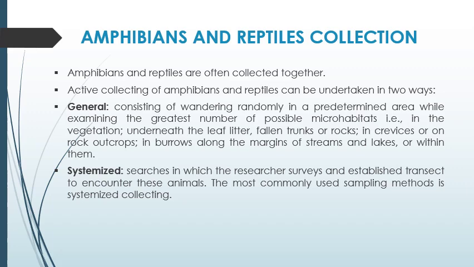Systemized searches are those in which the researcher surveys and establishes transects to encounter the animals. The most commonly used sampling method is systemized collecting. So in visual sampling, the collector first selects an area and then randomly collects the animals from different microhabitats. And in systemized sampling, first a transect is established by the collector, and then the animals are collected. This method is most commonly used for the collection of specimens.